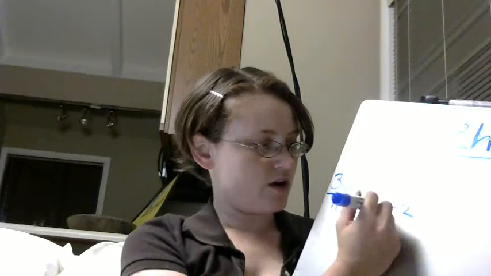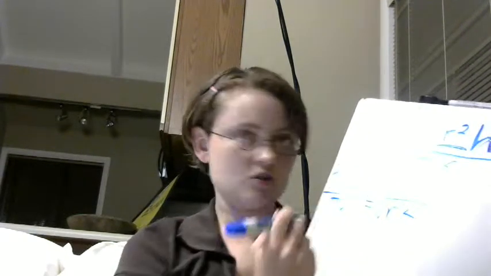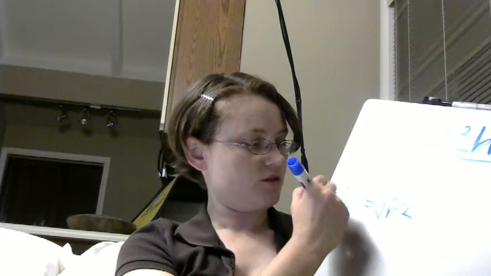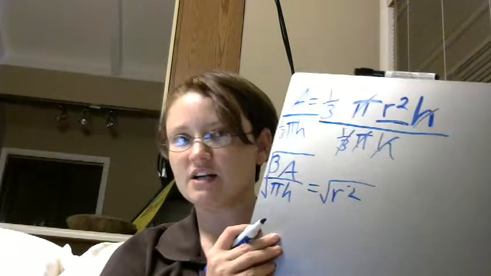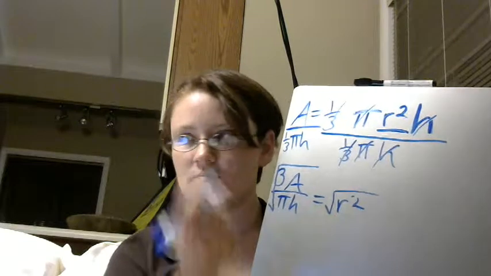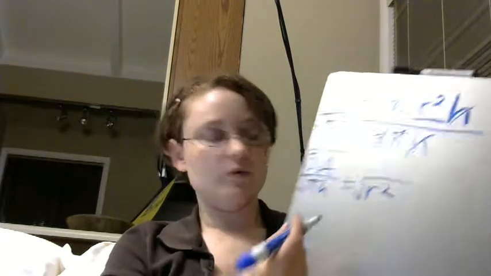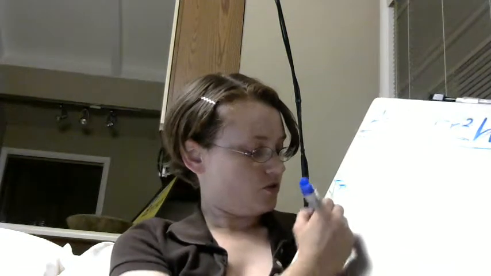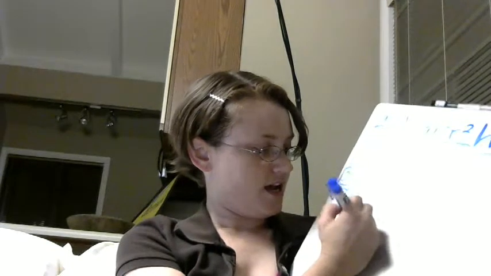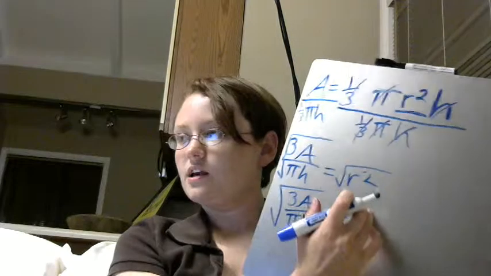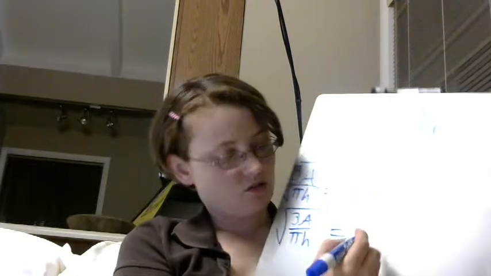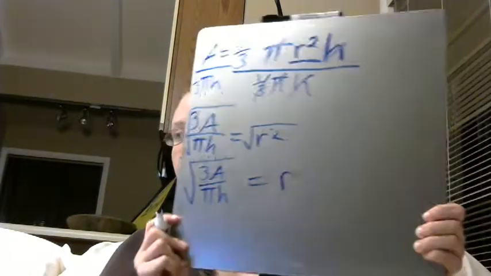So to get rid of that squared, let's do a square root on that side, which means we have to do a square root of this side. The whole thing, remember, we have a top and bottom of a fraction. That's okay. It all goes under the square root. So now, what do we end up with? We end up with the square root of 3a over pi h equals, and here we've got the square root of r squared, so we're left with just r. Now r is by itself.